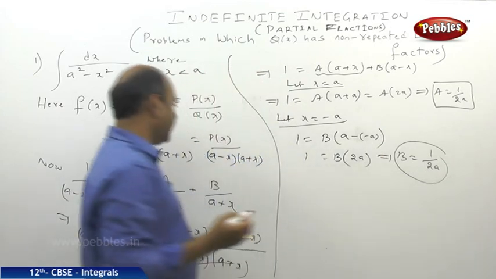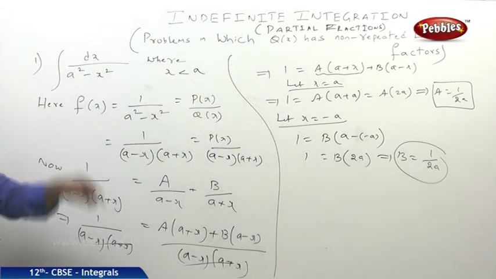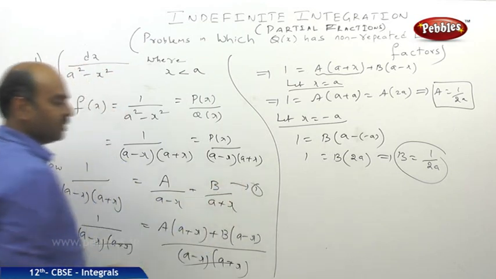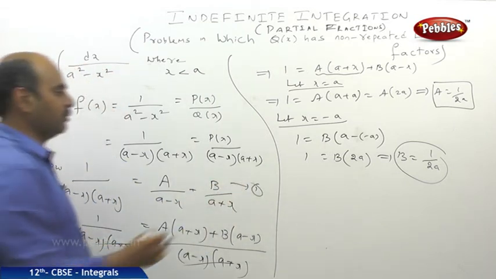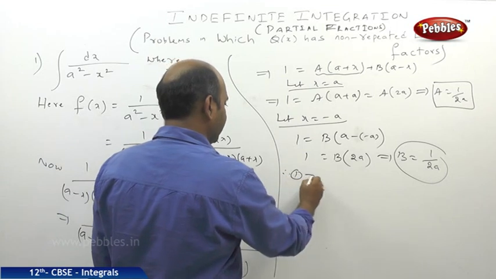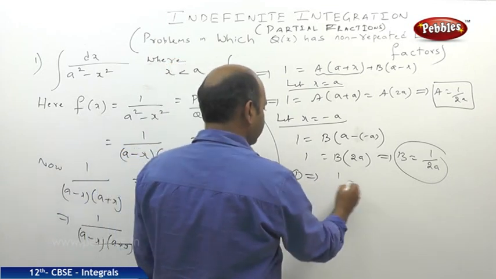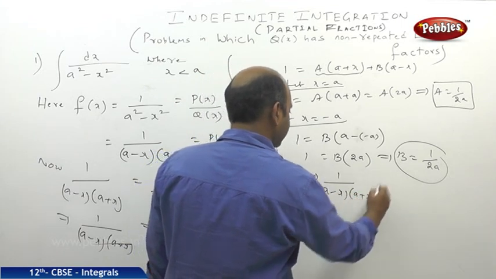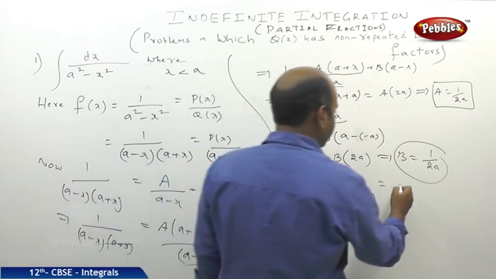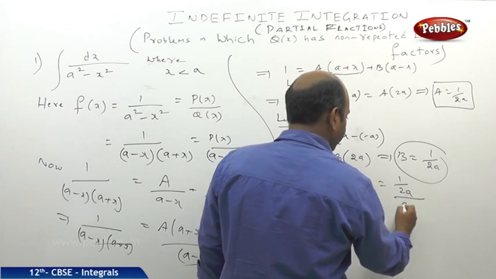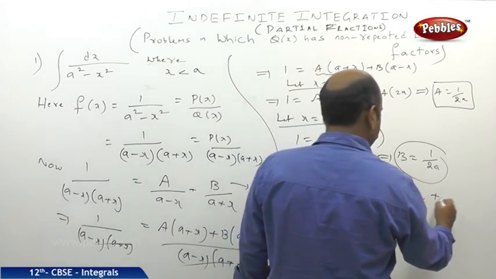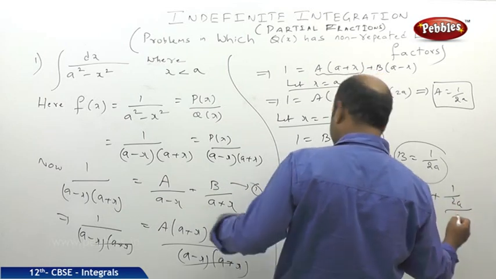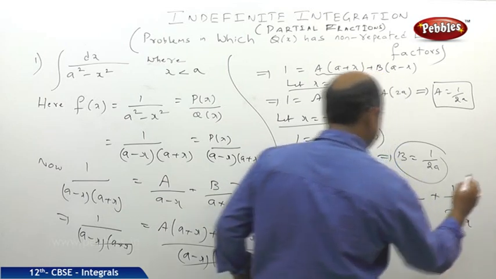So we need to take this particular a value and b value and substitute in this particular equation 1. So therefore what will I do? 1 by (a minus x) into (a plus x) is equal to, in place of a, 1 by 2a divided by (a minus x), plus, in place of b, again 1 by 2a divided by (a plus x).